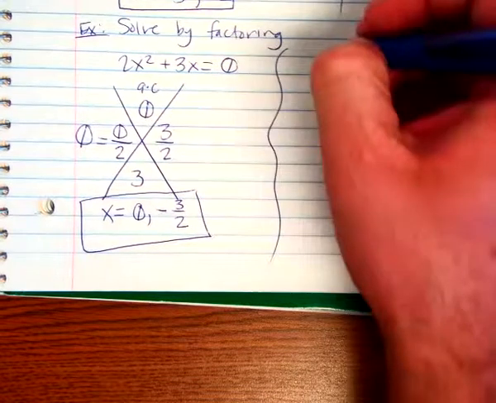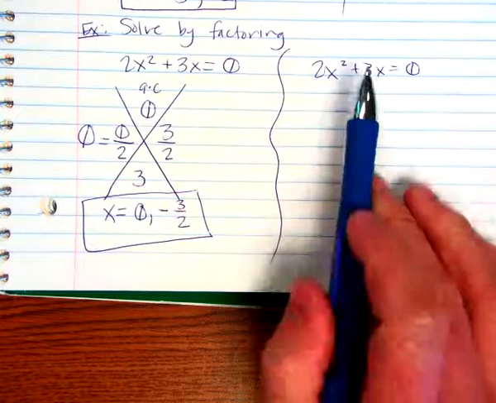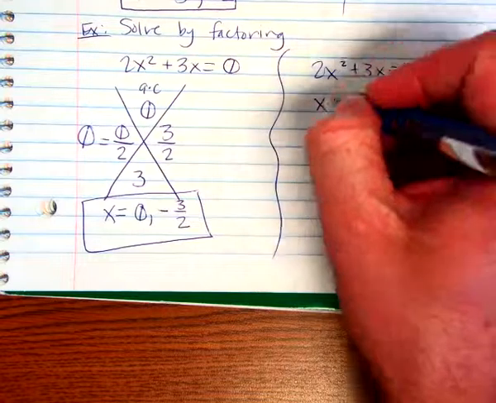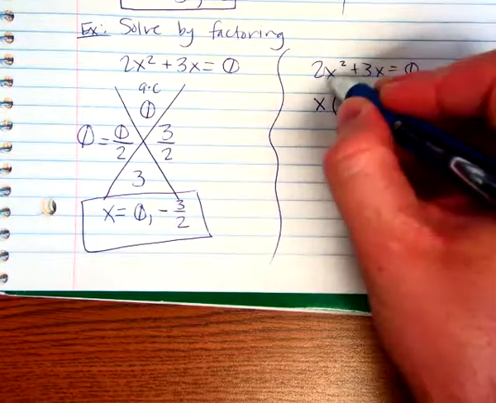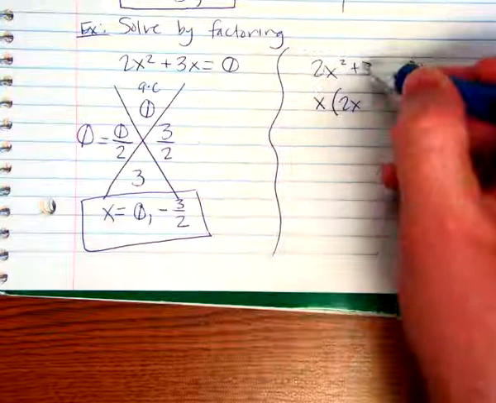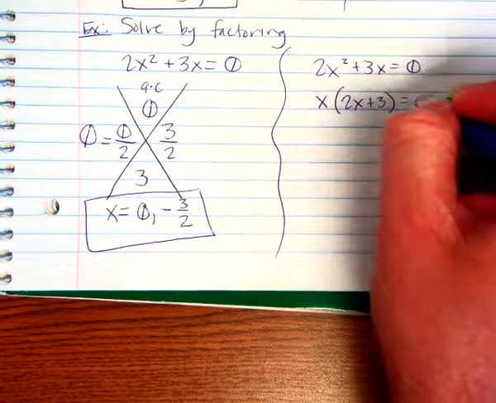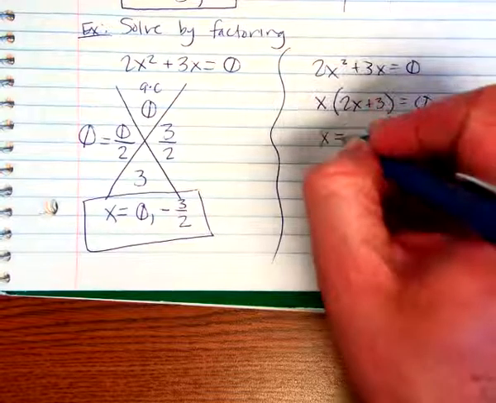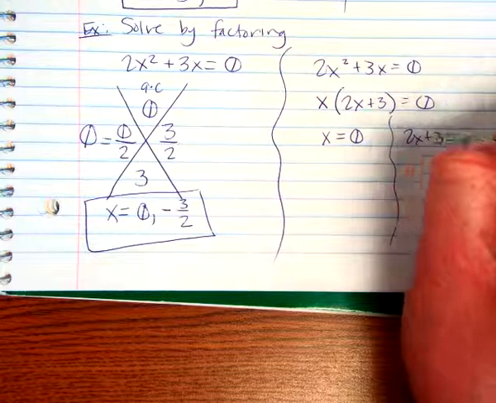We'll split it down the middle. If I had this same problem, I could say, wait a minute, they both have x, and I will factor out an x. If I factor out an x, instead of 2x squared, I took one of the x's out, it's just 2x. Instead of plus 3x, I took one of the x's out, it's just plus 3. And then you solve the two different sides. X by itself equals 0, and 2x plus 3 equals 0.